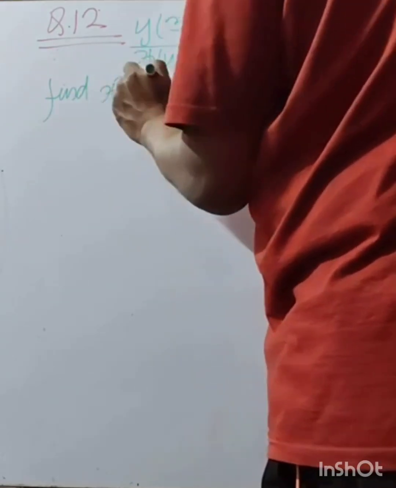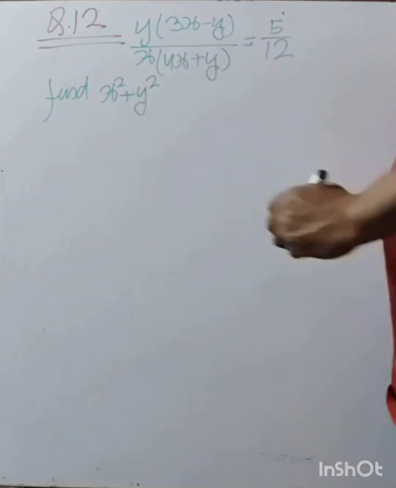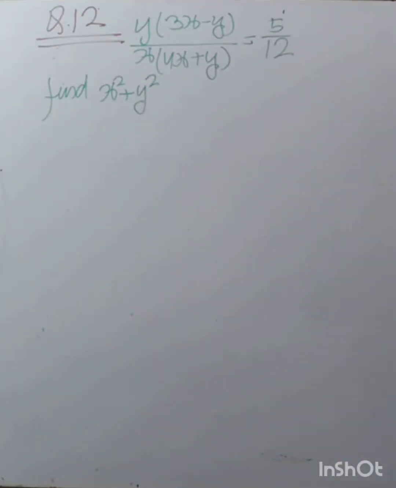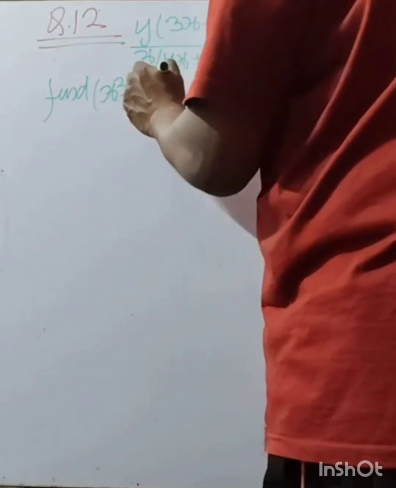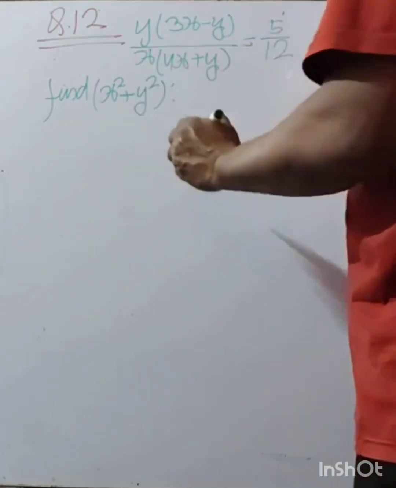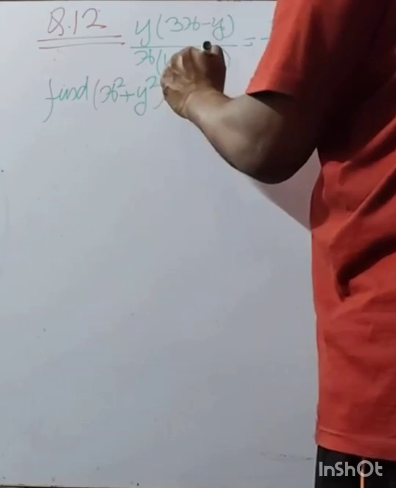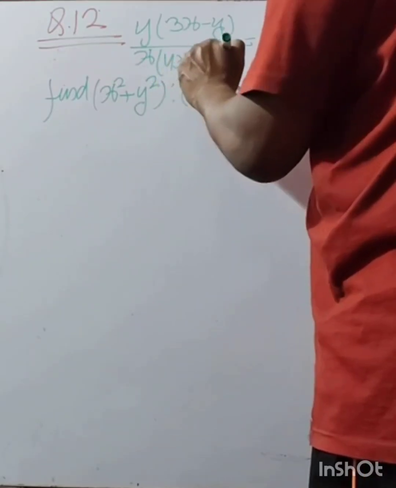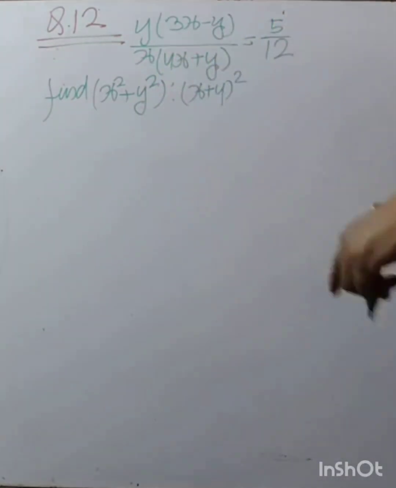Bracket. Yes, okay, x square plus y square ratio x plus y whole square. This is, yes. Oh my god. How will you do this?